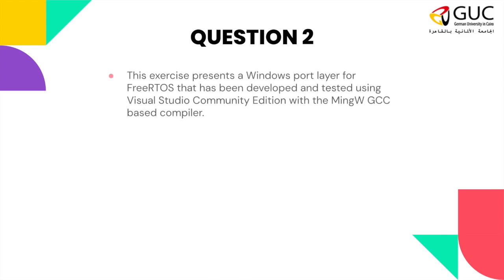Now let's move on to our question. This exercise presents a Windows port layer for FreeRTOS that has been developed and tested using Visual Studio Community Edition with the MinGW GCC based compiler. So actually we'll be using a real-time operating system called FreeRTOS, an open source, free real-time operating system. And this operating system, we can actually simulate on Visual Studio. So if you have Visual Studio, you can actually run FreeRTOS.